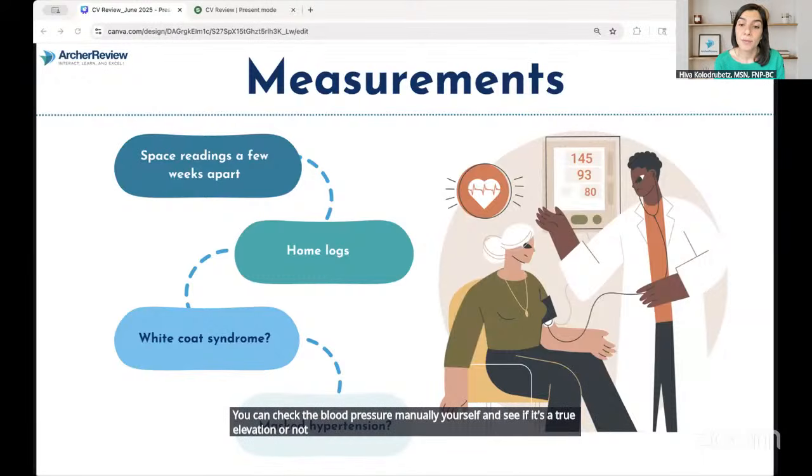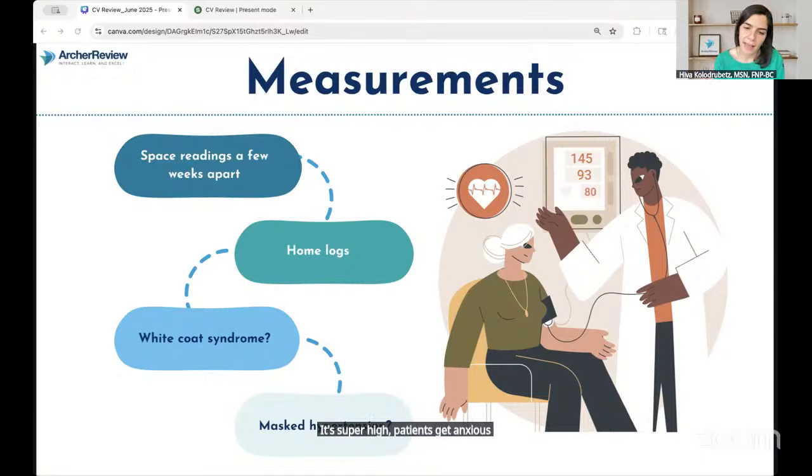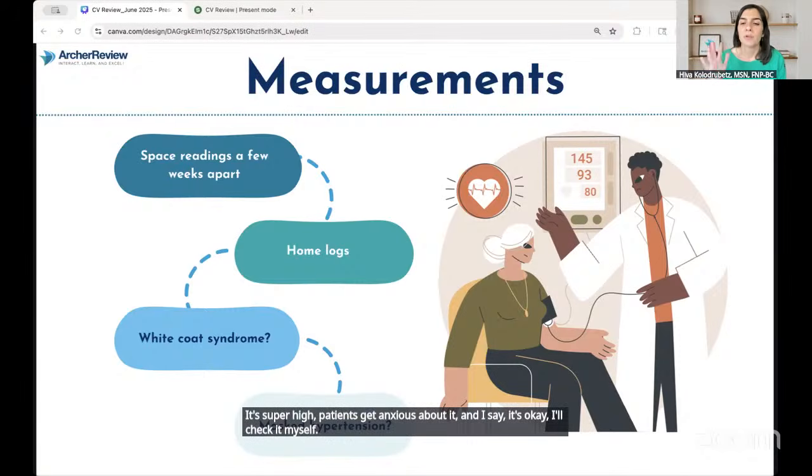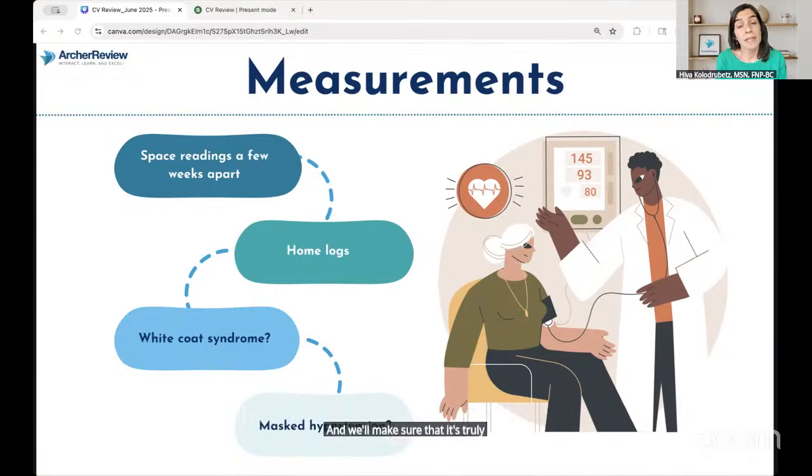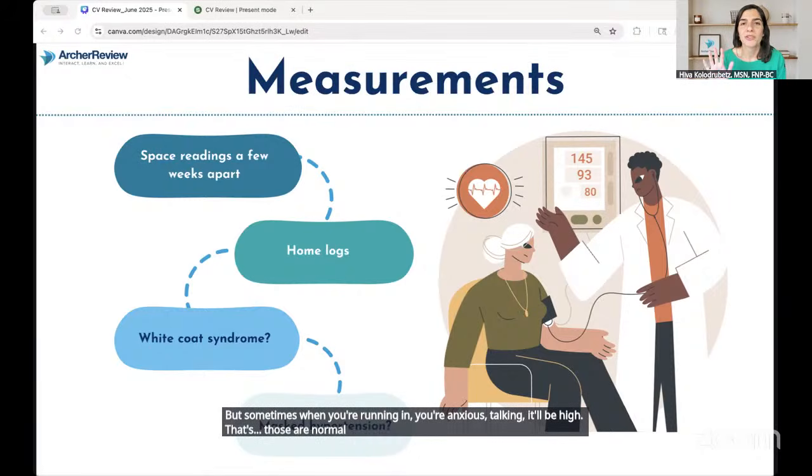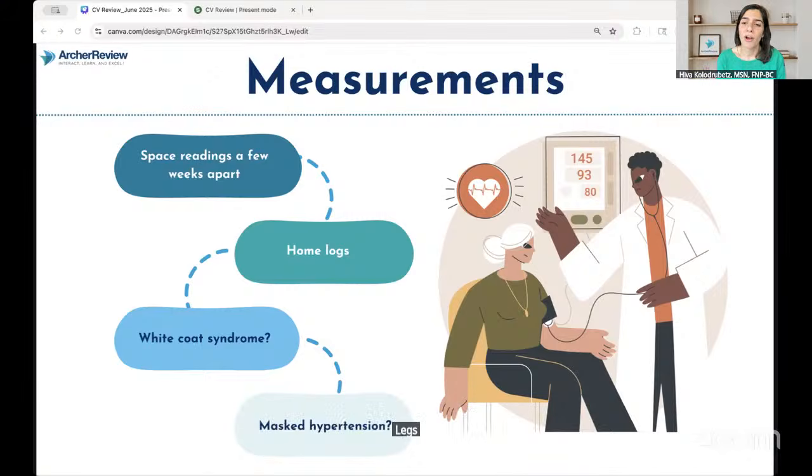That's always really more effective and more accurate. And I love to do that because oftentimes it's super high, patients get anxious about it, and I say, it's okay, I'll check it myself and we'll make sure that it's truly high. If it is, we'll address that. But sometimes when you're running in, you're anxious, talking, it'll be high. Those are normal. That's why we want to make sure people are sitting for 5 minutes, legs uncrossed, flat on the ground, arm at heart level, and you're doing your own manual blood pressure.